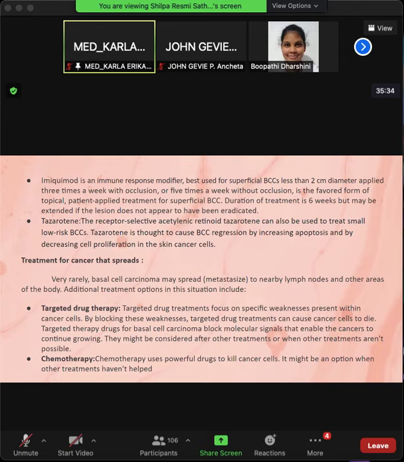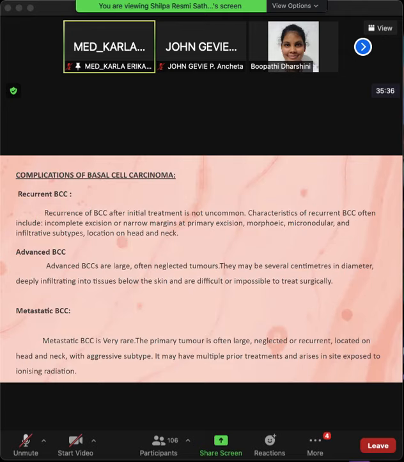Next slide, please. Next is the complications of BCC. The first one is recurrent BCC. Recurrence of BCC after initial treatment is not uncommon. Characteristics of recurrent BCC often include incomplete excision or narrow margins at primary excision, morpheaform, micronodular, and infiltrative subtypes, and location on the head and neck.